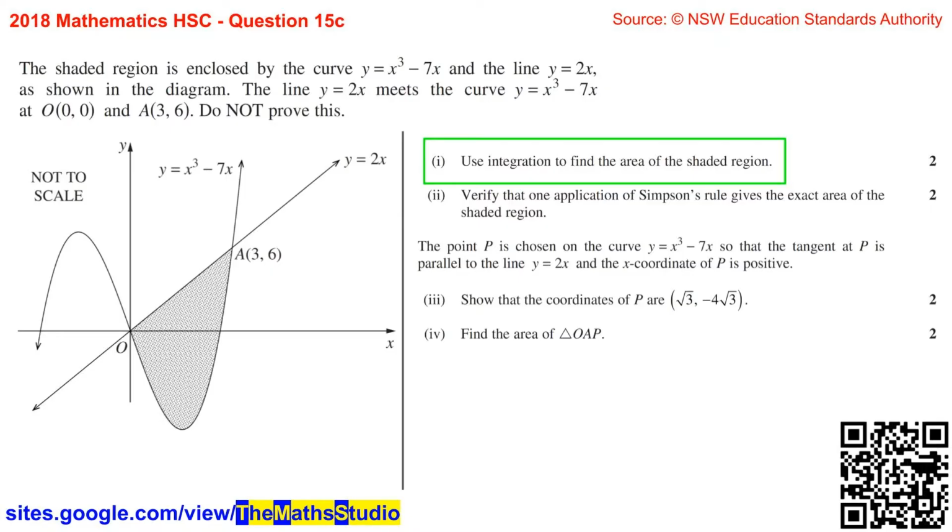Question 15c. The shaded region is enclosed by the curve y equals x cubed minus 7x and the line y equals 2x as shown in the diagram. The line y equals 2x meets the curve y equals x cubed minus 7x at O (0, 0) and A (3, 6). Do not prove this. Part 1. Use integration to find the area of the shaded region.